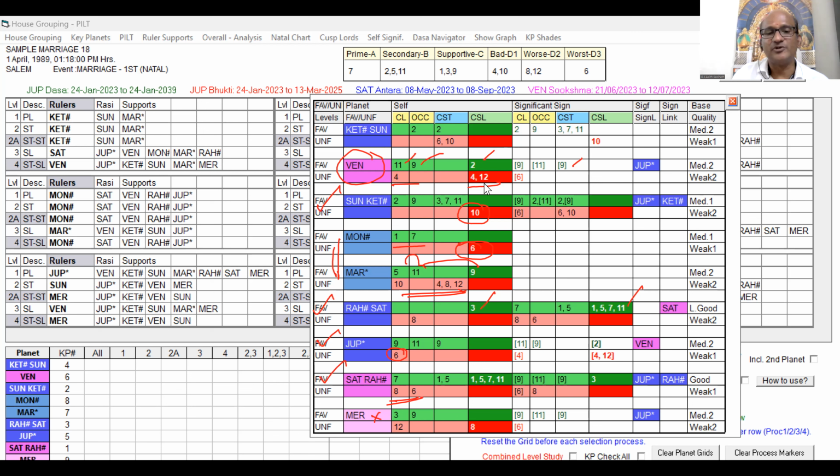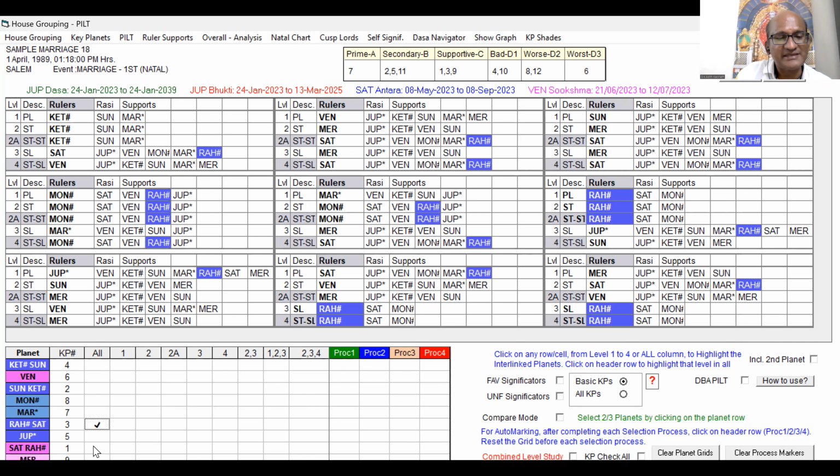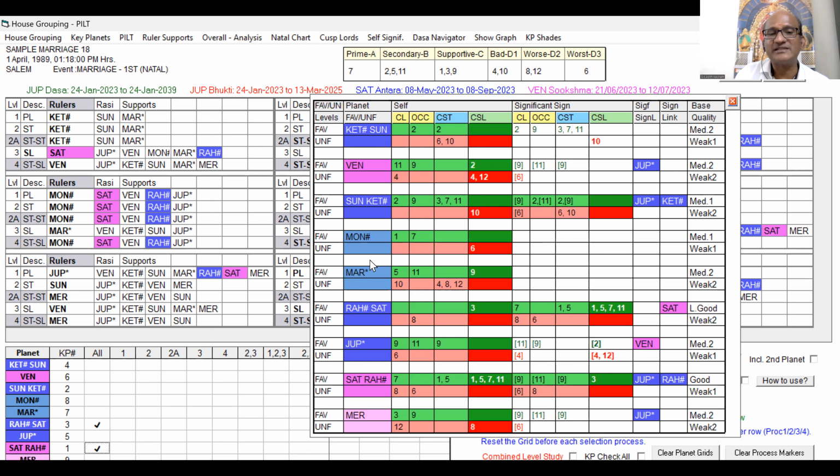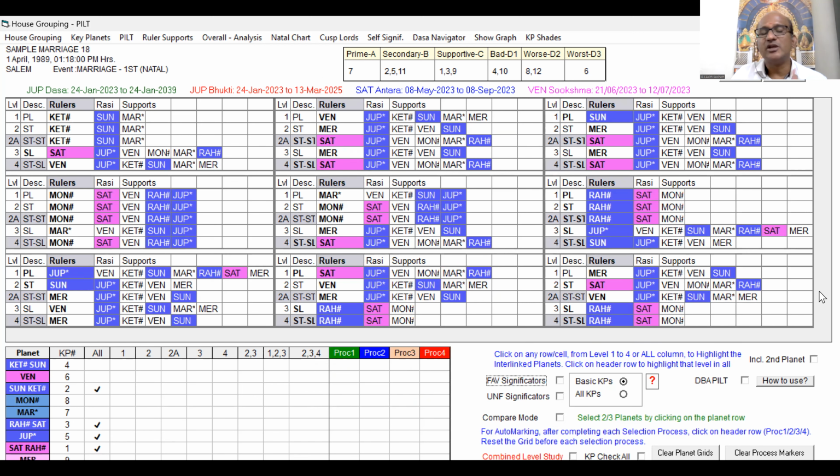Now, suppose you take Rahu. You can see here there's one table for selection. You click Rahu at all levels. I click Rahu and Saturn and Jupiter, right? Rahu, Saturn, Jupiter. And Sun is also very good. If you choose these planets, you can see which planets have these significations at the star level and sub level, importantly.